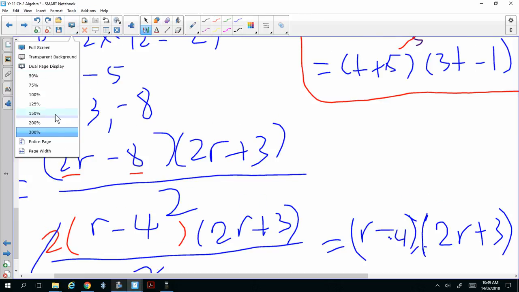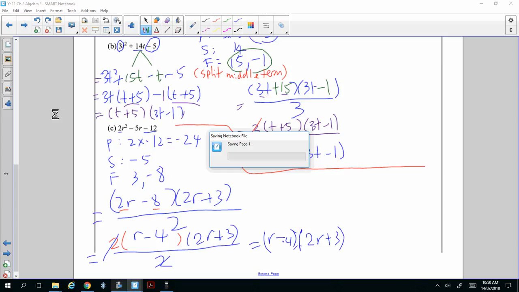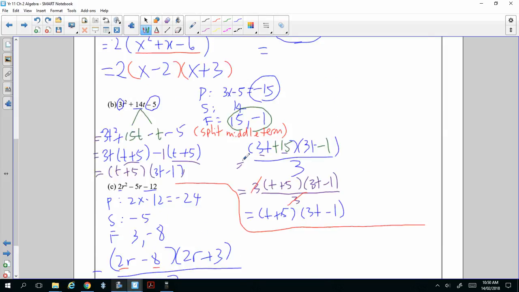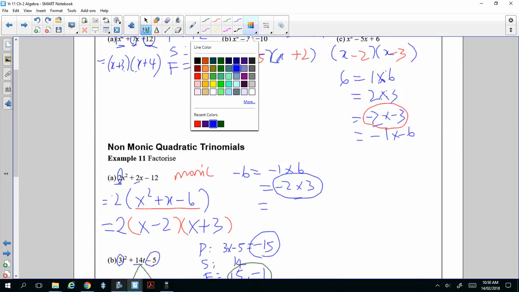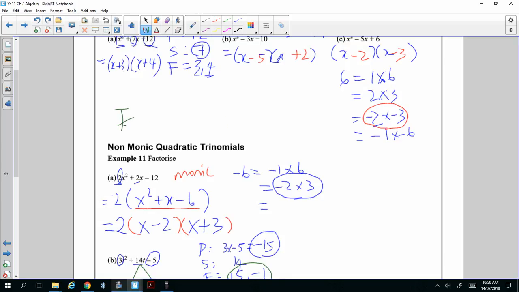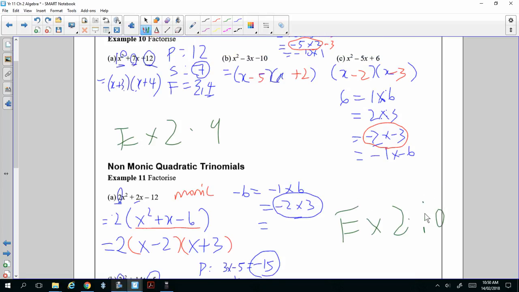That's monic and non-monic quadratic trinomial. Make sure you show working in your book. So this is, before you turn over, this is exercise 2.9. This is exercise 2.10. So you do these two. So right, 2.9 is the monic. Yeah, 2.10 is the non-monic. All right, let's go to the next page.